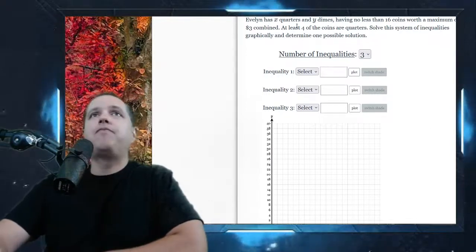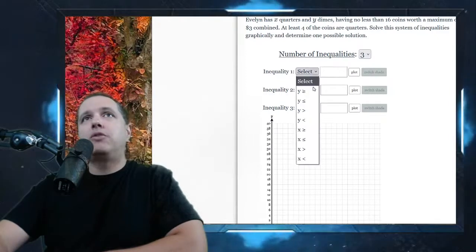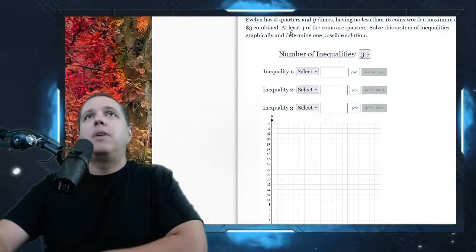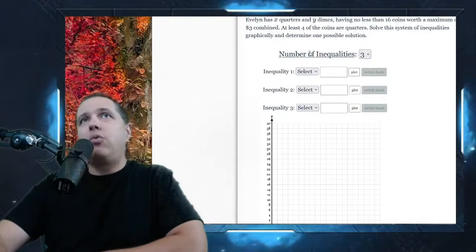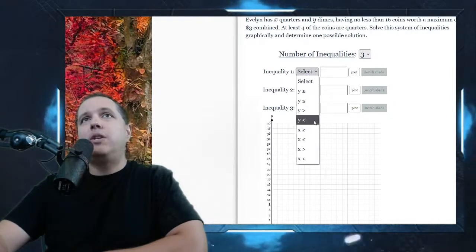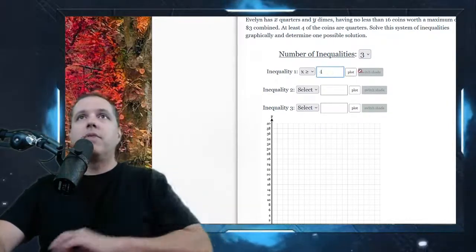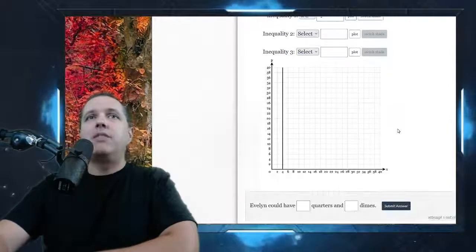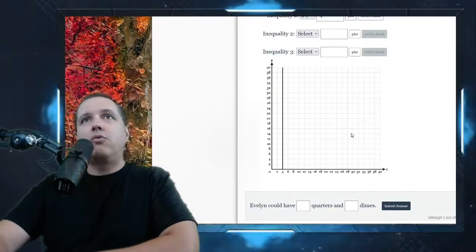Okay, so X quarters and Y dimes. So the first one should be pretty straightforward. She has at least 4 quarters, and X is quarters, so that means X has to be greater than or equal to 4. Right? So we plot that. Remember, that gives us a vertical line. So that's going to tell us that it has to be to the right of this line.